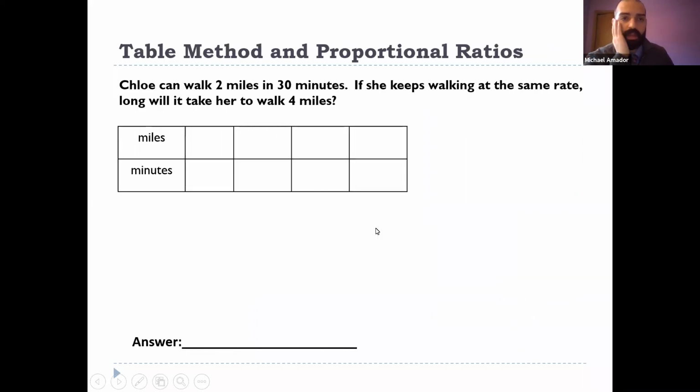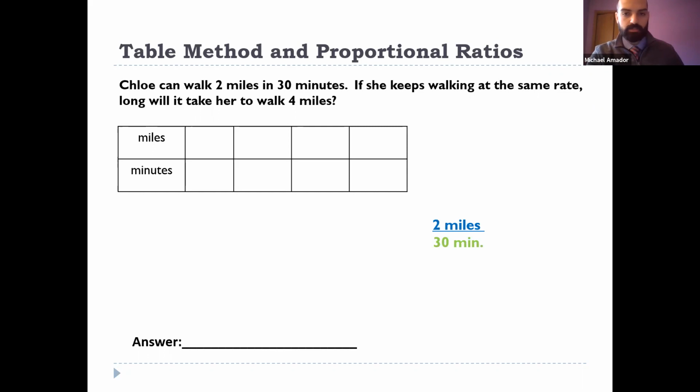Okay, so the first method, using a table. We've got this situation here where Chloe can walk 2 miles in 30 minutes. If she keeps walking at the same rate, how long will it take her to walk 4 miles? So this problem's asking me to find the length of time it will take Chloe to walk 4 miles. I know it takes her 30 minutes to walk 2 miles.